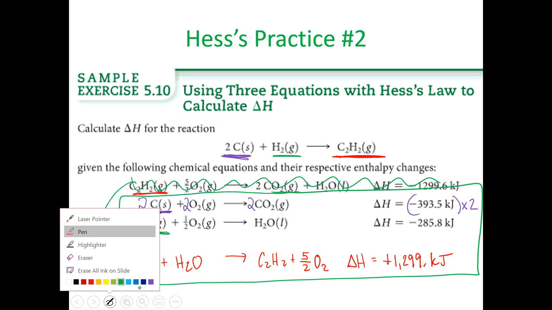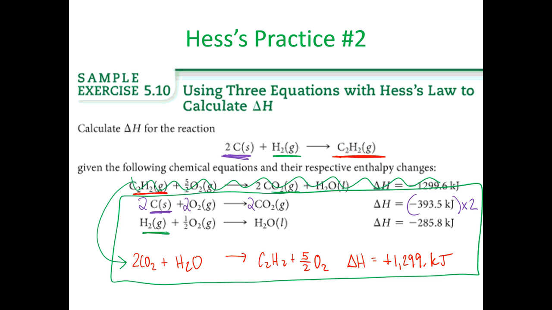Okay. So when I add these ones up, I'm going to look for things that cancel out. So it looks like I have 5 halves of an oxygen over here. So 5 halves, you can also think of that as being like 2 1/2, right? Sorry, 2 1/2 oxygens. And over on the left, I also have 2 1/2 oxygens. So my oxygens cancel out.